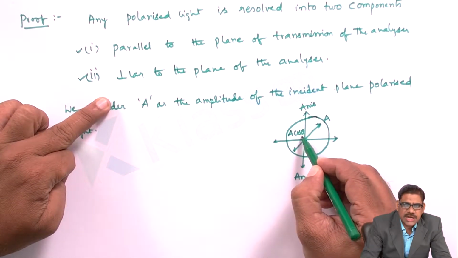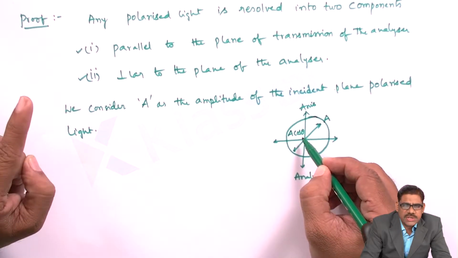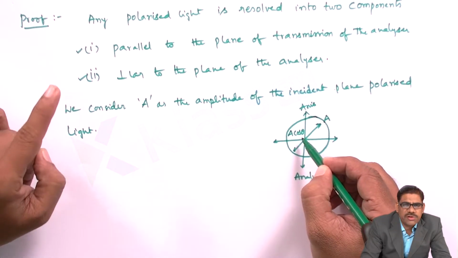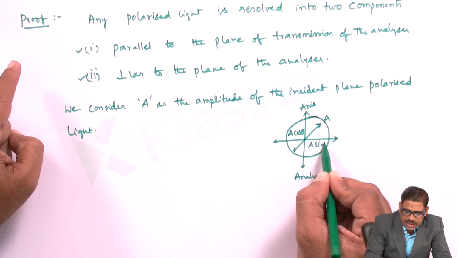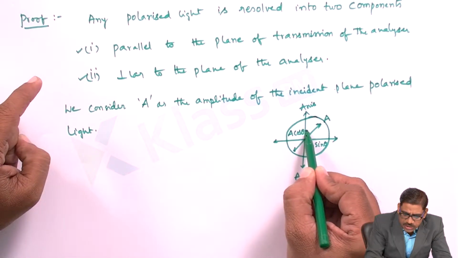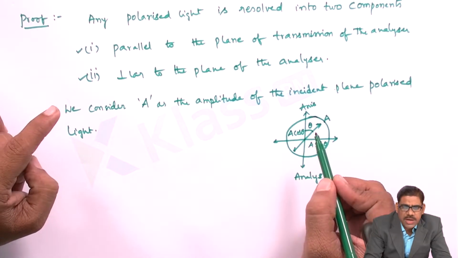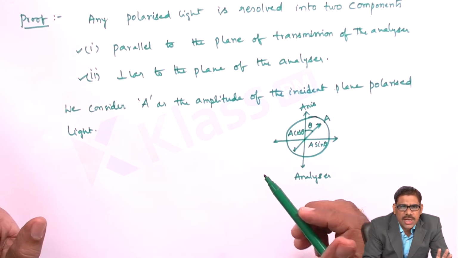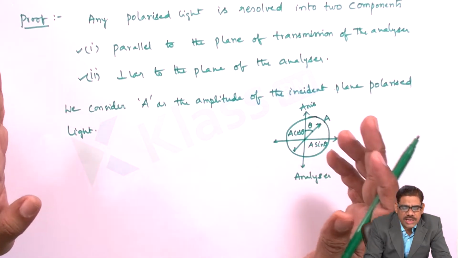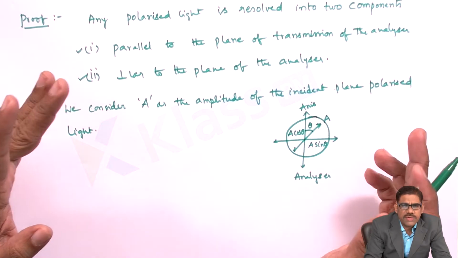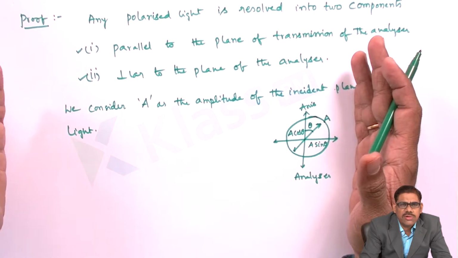The component of the amplitude perpendicular to the plane of the analyzer is taken as A cos theta, and the parallel component is taken as A sin theta. Now theta is the angle that keeps on varying between the plane of transmission of the analyzer and the plane of the polarizer. So in this way we are resolving that into two components.